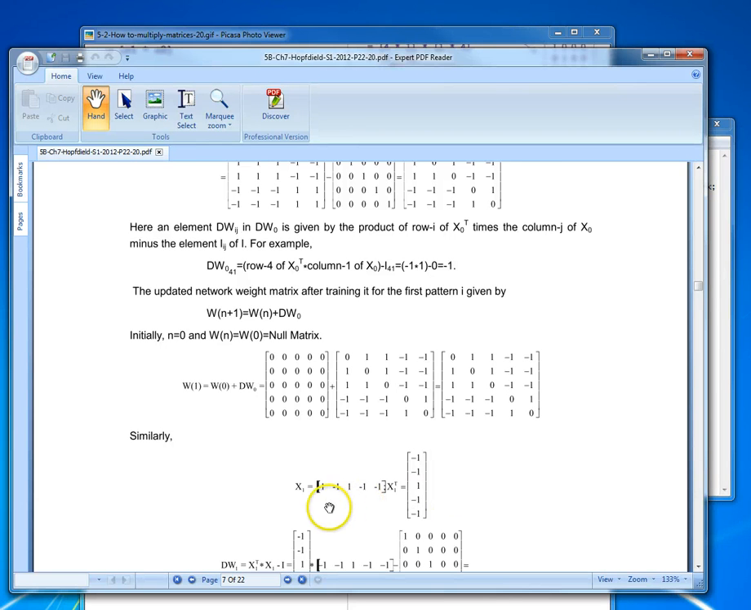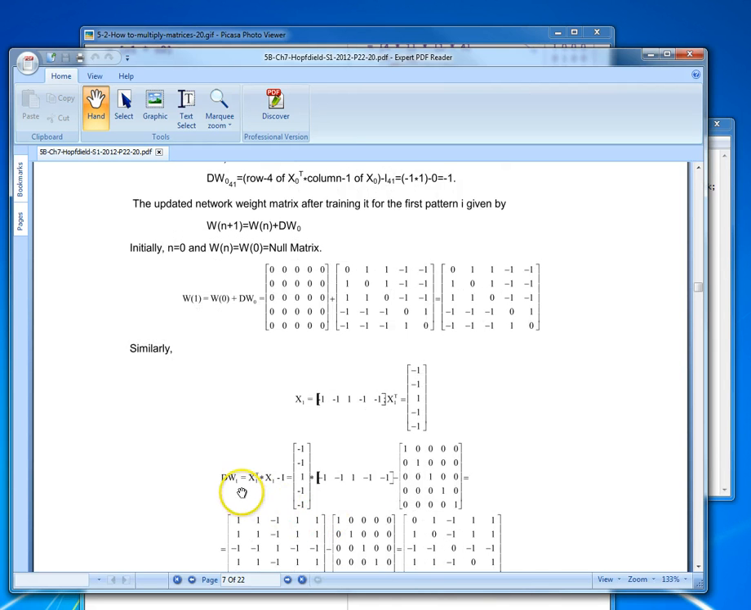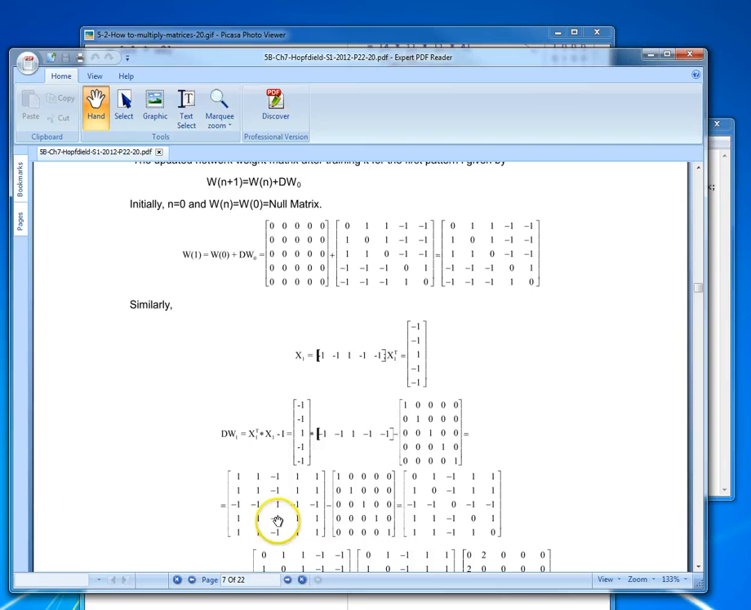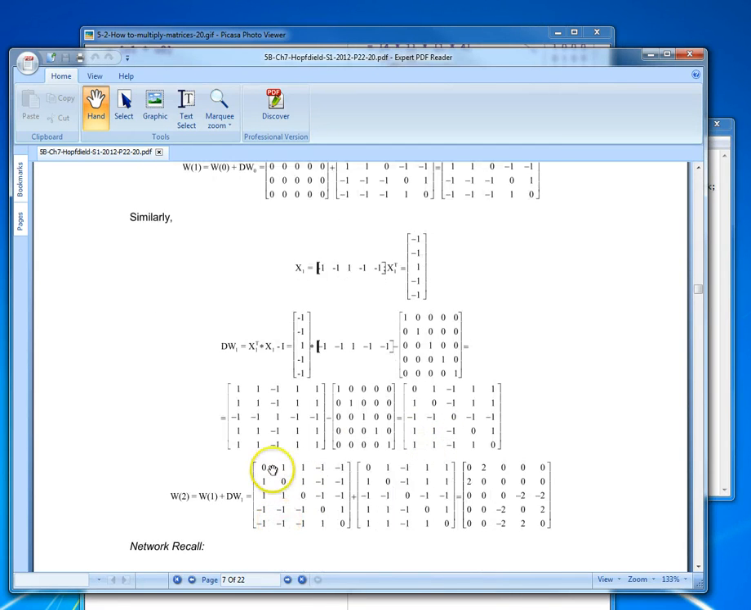Similarly, if you take the second pattern, that is minus 1, minus 1, 1, minus 1, the corresponding delta W1 is again nothing but x1 transpose times x1, and the transpose of this is this one. Then subtract the unity matrix again from this. What you're going to get will be this: that would be delta W1.